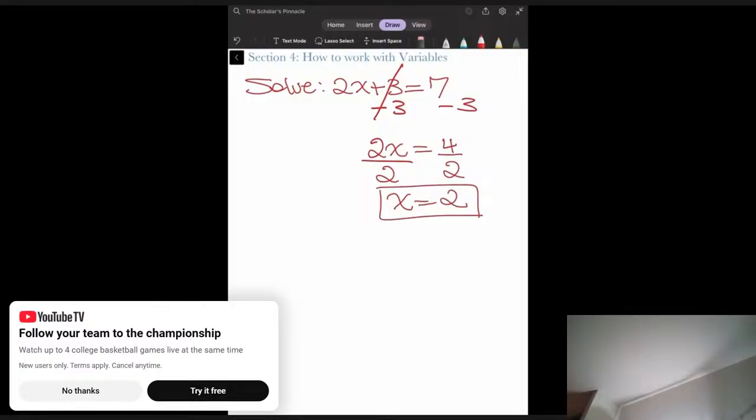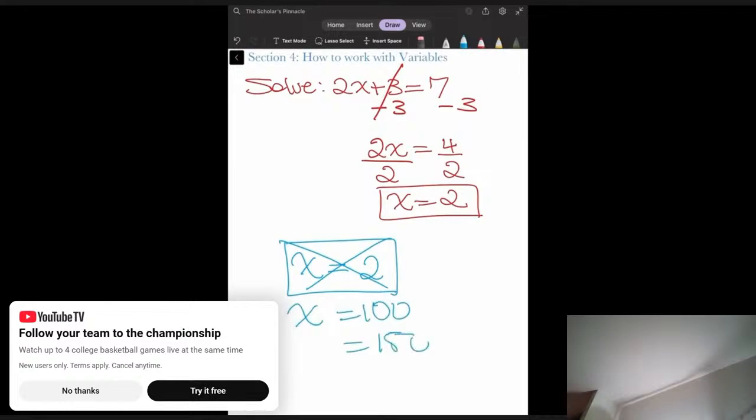Before you go, there are some common mistakes made in algebra. For example, I have come across a lot of students who think that x is equal to a specific value. Let's say x equal to 2, just like our previous example, and they think x is equal to 2 all the time. That is incorrect. x can be equal to 100, x can be equal to 150, x can even be equal to 2000. Since it is a variable, it can change.